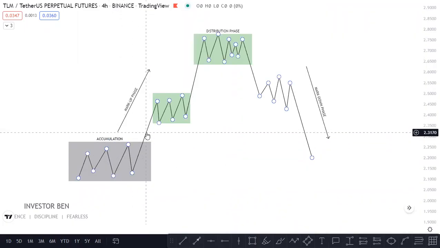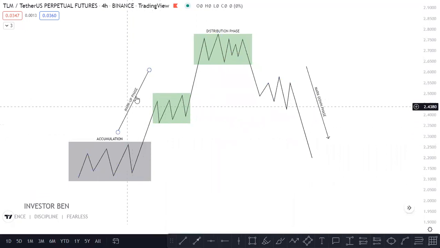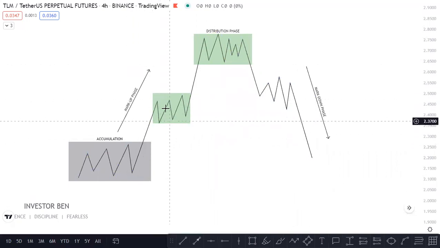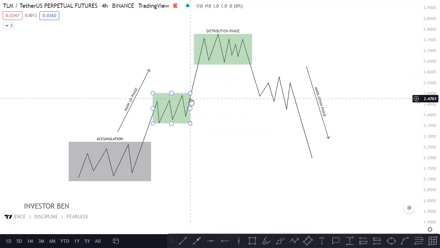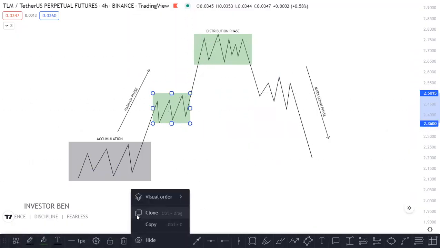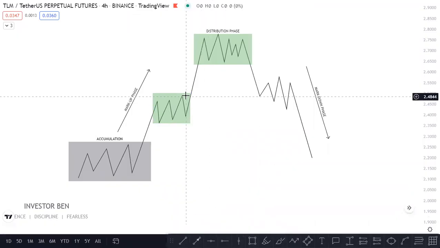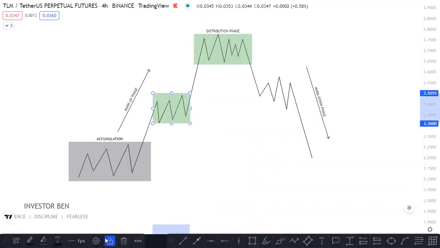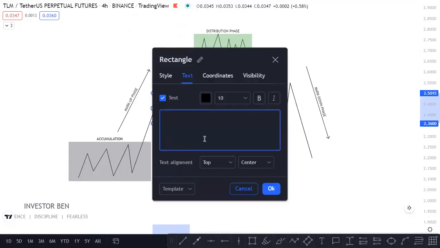We had our move to the upside. That is the markup phase, and now we reaccumulated again. That sponsored another move to the upside. Now you term this one as reaccumulation, right? Let me write it in a little later. So reaccumulation.